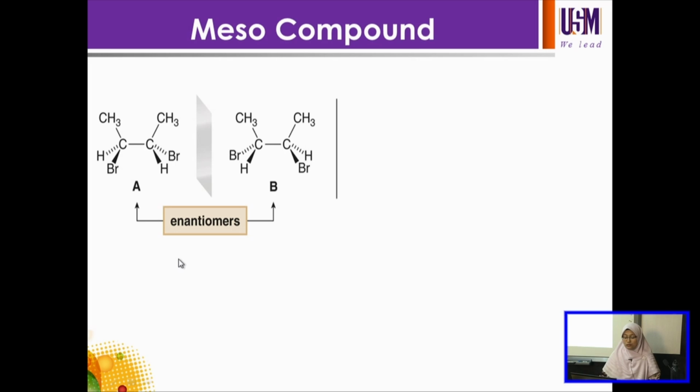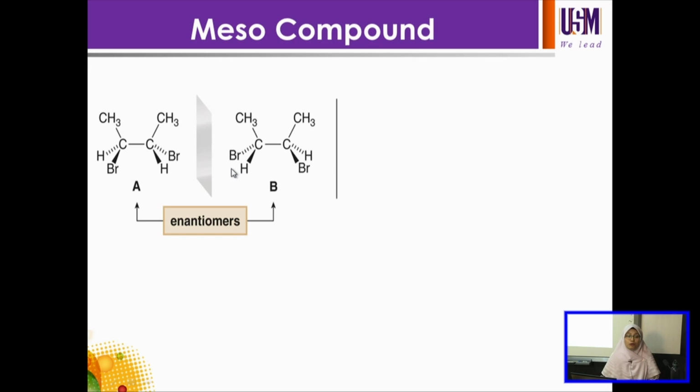So this is 2,3-dibromobutane. We can draw all the possible stereoisomers. They have two chirality centers. So based on the equation 2 to the power of n, with two chirality centers, we should get a total of 4 possible stereoisomers. First, let's draw A and B. A and B are actually a pair of enantiomers. Why? Because they are non-superimposable mirror images of each other.